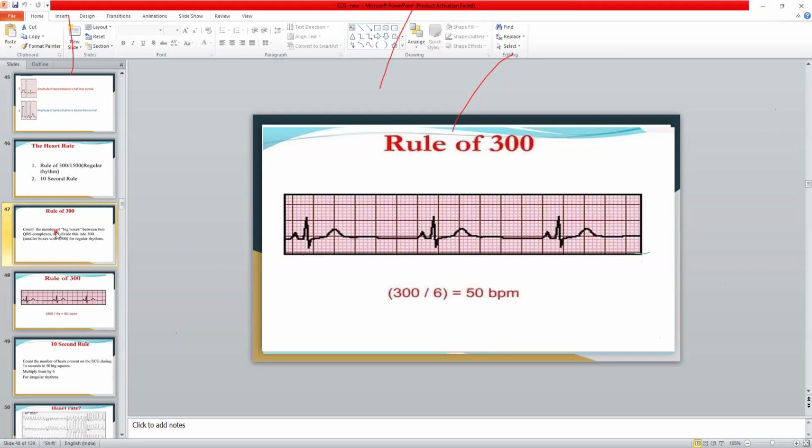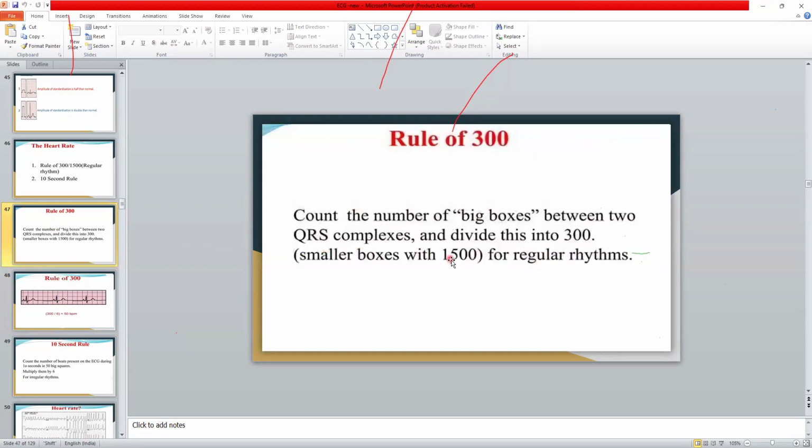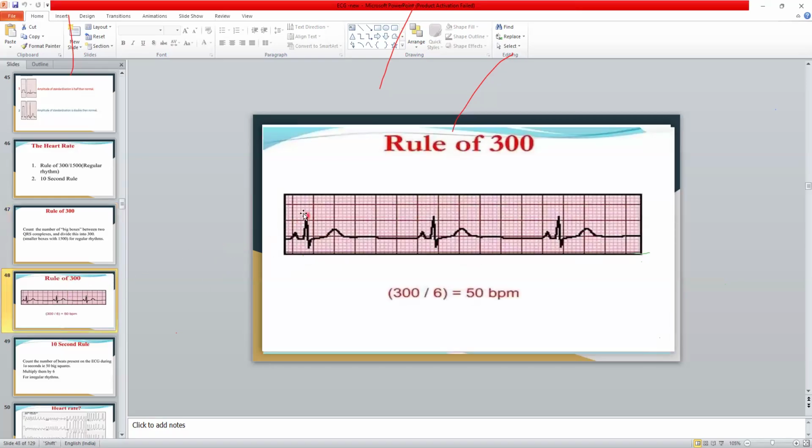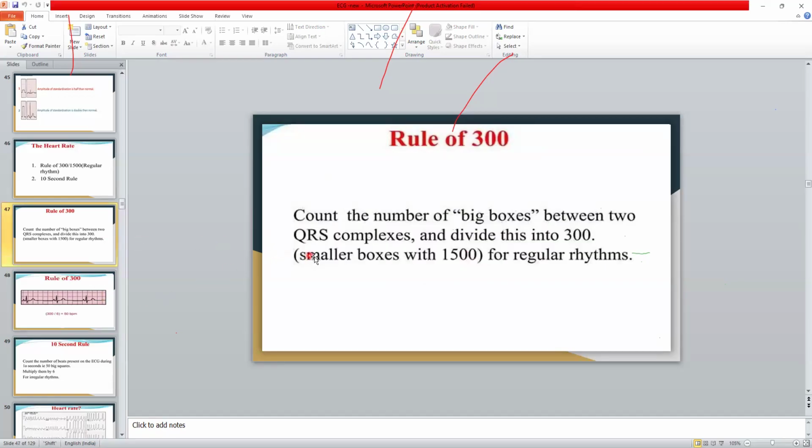When you use 1500 as the numerator, then you have to count the number of small boxes. Then you will get 1500 divided by the number of small boxes for regular rhythms.